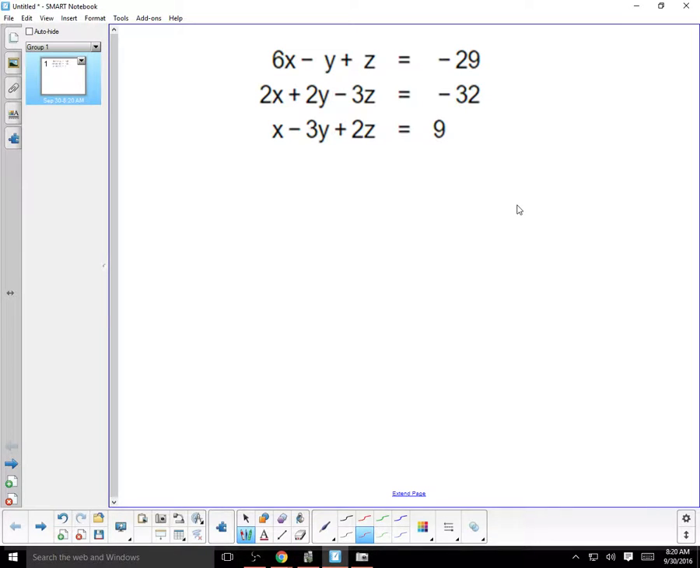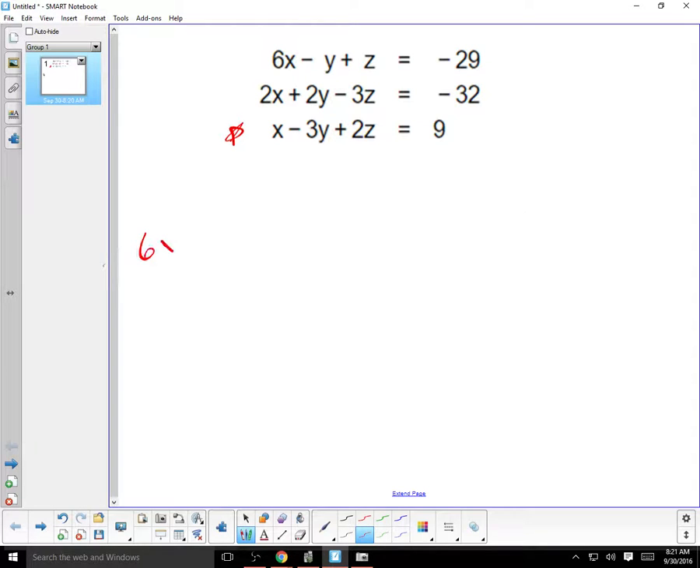So here we go. First, I gotta decide what I want to get rid of. Whether I want to get rid of the x's, the y's, or the z's first. Okay? And I'm gonna decide to get rid of x's. So the way I'm going to group them, because this is the smallest x, I have to do the least amount of math. I'm going to use this one twice, okay?